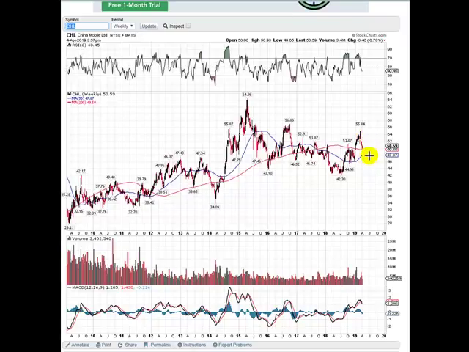If it does, then you could see this go to 47, 45, something like that, before you find any footing for it. So that's why I'm not itching at this point to get back into it. Also, another thing that I don't really prefer is that this was steadily heading higher, and now this is bending down a bit. So that's another concern too.